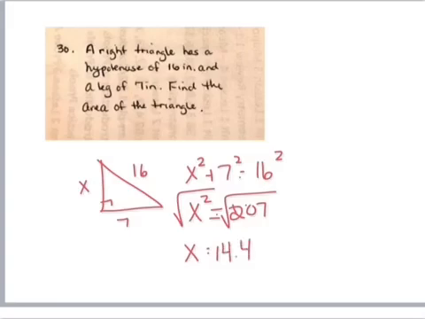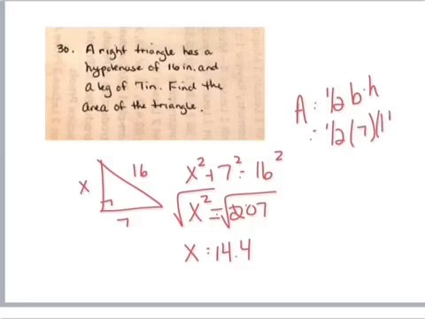And now I can find the area because the area is 1/2 the base times the height. My base was 7, and my height I just found was 14.4. And now just use your calculator and get an answer of 50.4. And that would have been in square inches.